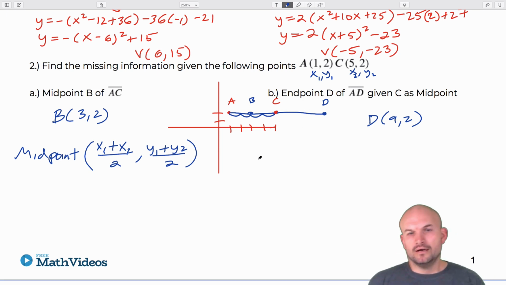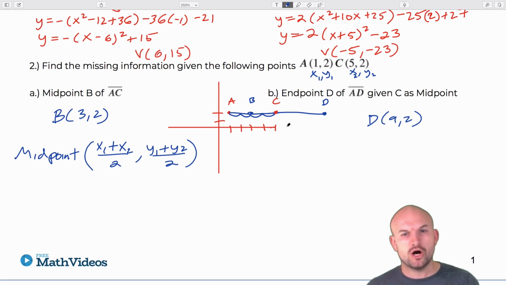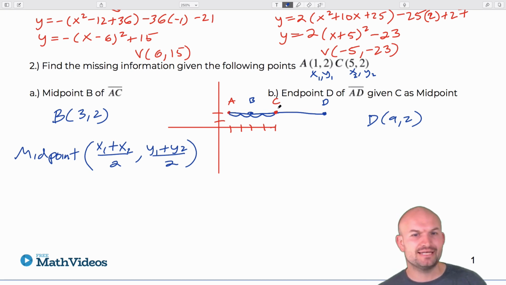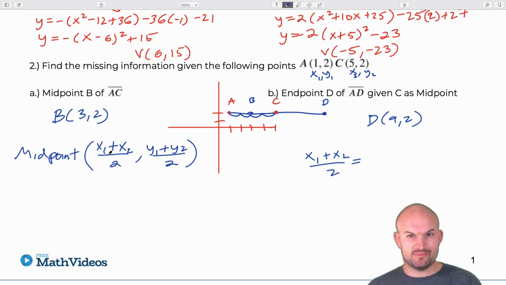However, let's look at what we can do algebraically, right? Because we know that C is the midpoint of our line AD. So again, we're going to look at this horizontal as well as the vertical distance. If we remember the midpoint formula, x1 plus x2 divided by 2 equals the first coordinate of the midpoint. Well, they're saying C is the midpoint, so that's going to equal the first coordinate of the midpoint, which in this case is 5.